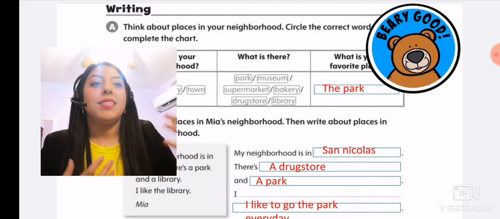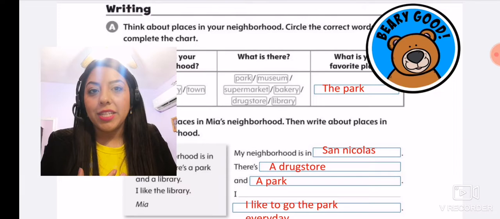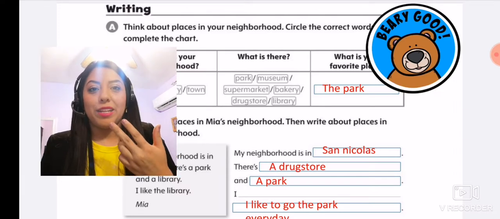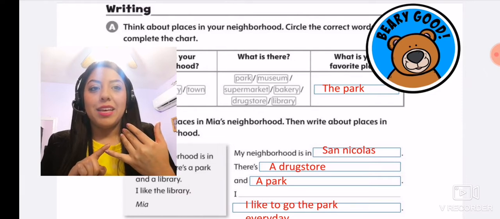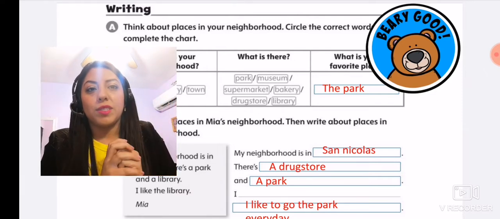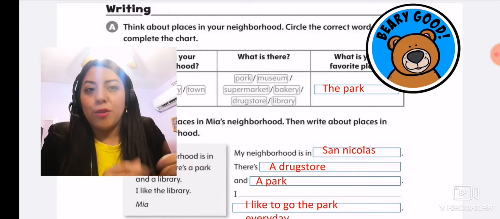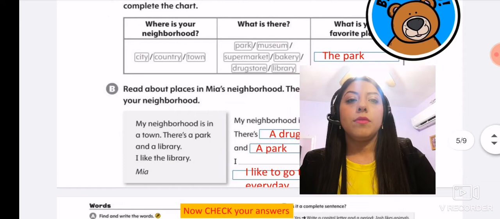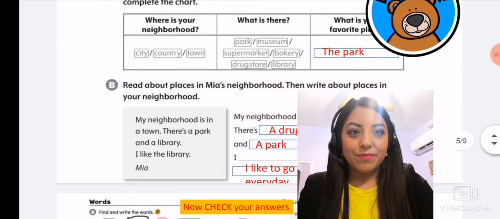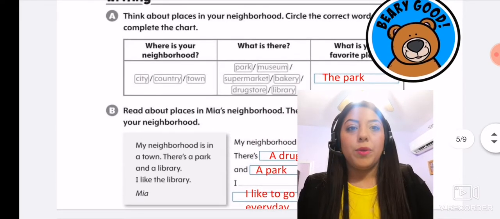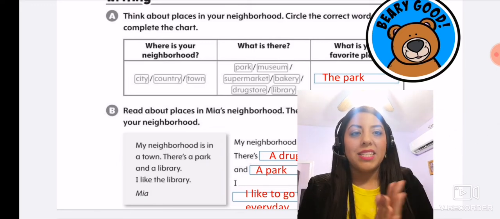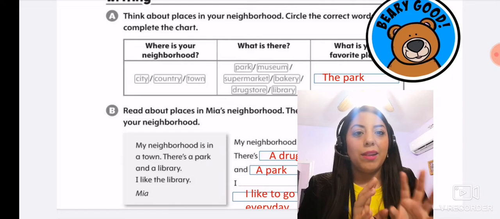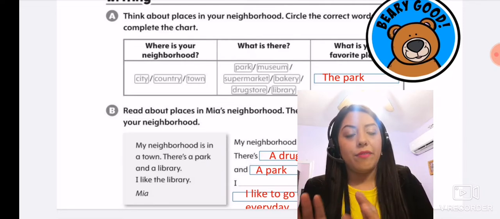So you can write the same answer or you can change it. You can write museum, supermarket, bakery, drugstore, library. You can put one of those examples or you can put another one. Now, when you're done, you're going to read the text. The text says, read about the places in Mia's neighborhood. And then you're going to write a text similar to the one on the left.